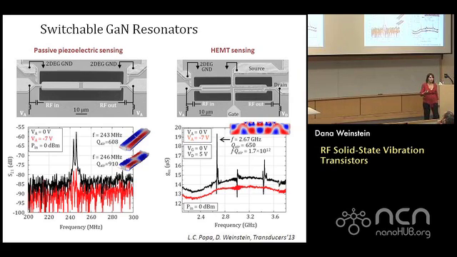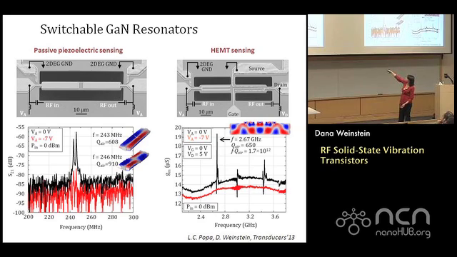Frequency quality factor products of 10 to the 12. So that's about 1 order of magnitude lower than silicon, but much higher than you could do with most technologies out there now. And in order to go to higher frequency, right, we want transistor sensing, we want active sensing. So for higher frequency applications, we used piezoelectric drive and HEMT sensing in these structures.